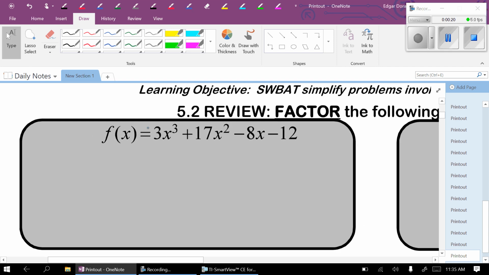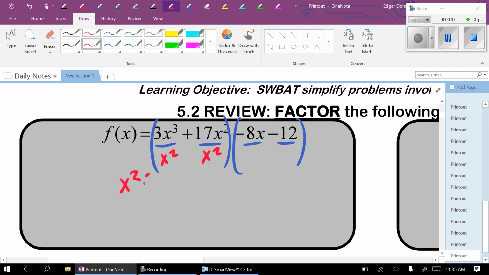But what's interesting is that something actually happens here that does not allow us to finish this problem. So let's group the first two, group the second two, just like we usually do. But we're going to take out those factors that they have in common. The first group of two, they have an x squared in common, so I'm going to pull that out. And I'm left with 3x plus 17.